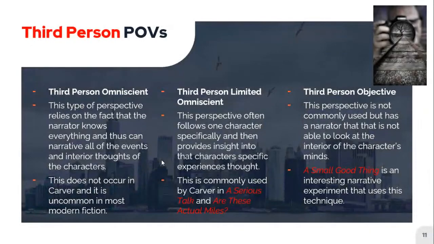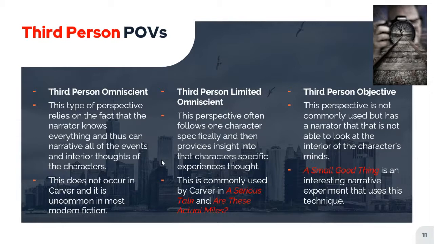Now, third person points of view. A third person omniscient will have the perspective of they know everything. And in the case of interior thoughts and characters, this will mean that they know everything. They know what's happened, they know what's coming, they know what's going to happen next. And there are no characters that are omniscient in any of the short stories that we're going through.